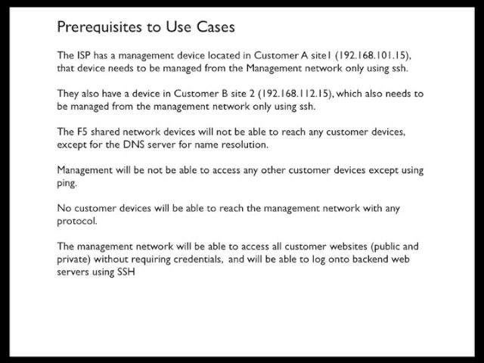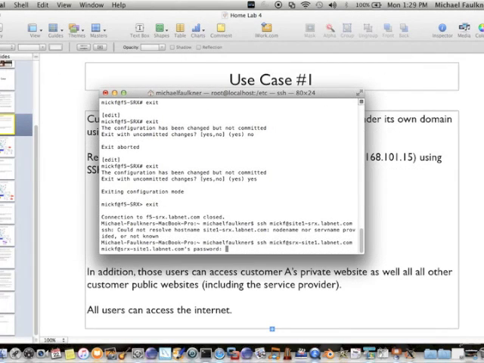Like I said before, the management network will not be able to access any other customer devices except for those devices that they've been instructed to be able to get to, and the ping protocol. And as I've already mentioned earlier, the management network will be able to access all customer websites, public and private, without requiring credentials. And we'll be able to log on to the back-end servers using SSH. So they will be able to get through the F5 on both web and SSH traffic to the web service for the customer site. Now moving on to the use cases in detail.